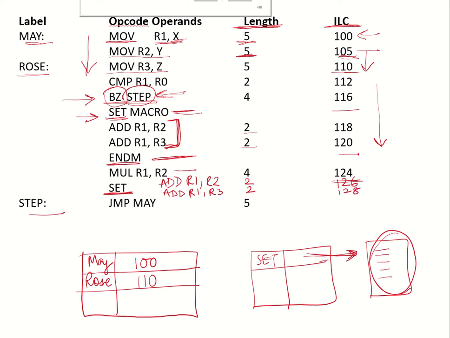And now when it comes to the next instruction, step will be put over here in the symbol table. Its value is 130 because this was the length of the previous instruction. So 130 will be put over here in the symbol table, and pass 1 of the assembler is complete. Now the pass 2 will begin.